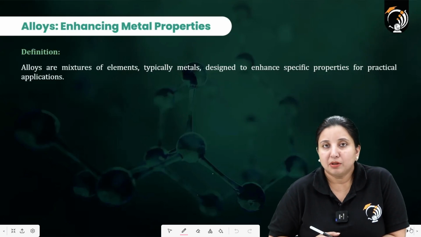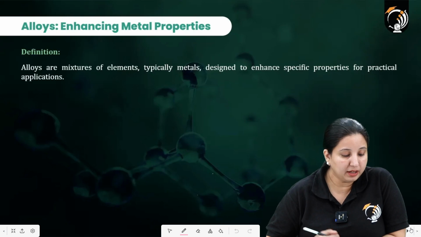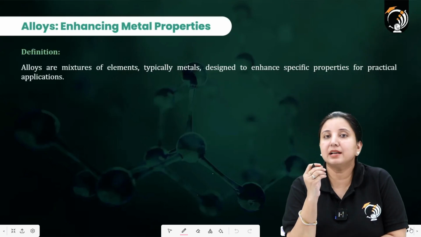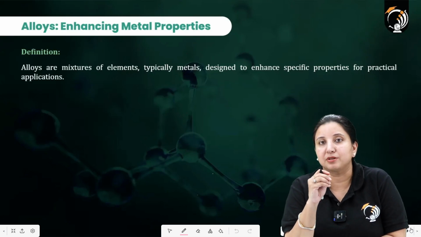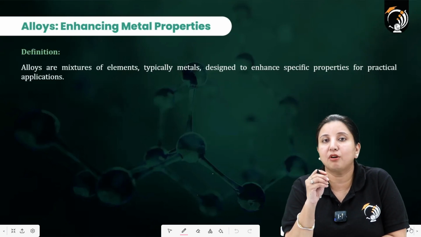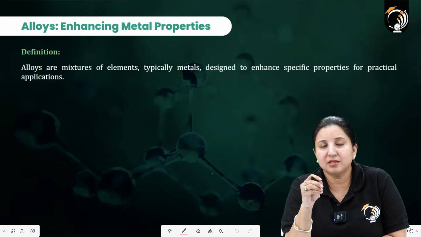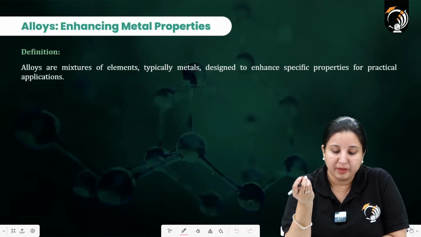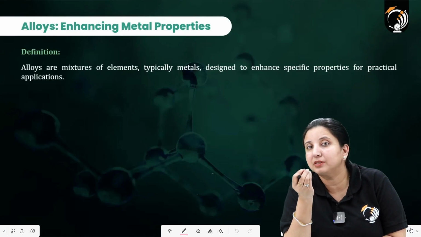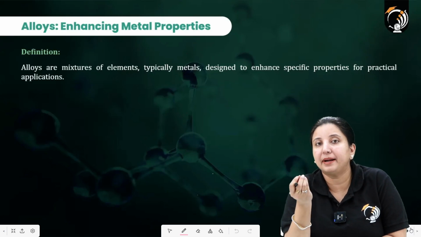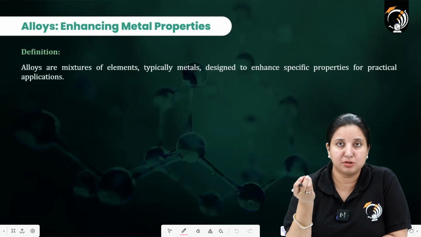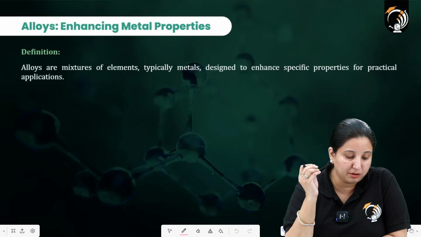Next part of this particular chapter, let's talk about alloys. Now, what are alloys? Basically, alloys are homogeneous mixtures. These homogeneous mixtures are of metals and non-metals, or you can have only metals also. And what do they do? They enhance the properties of the metal. So basically, they are better than the parent metal of that particular alloy.